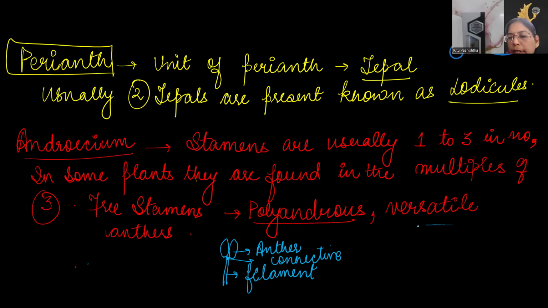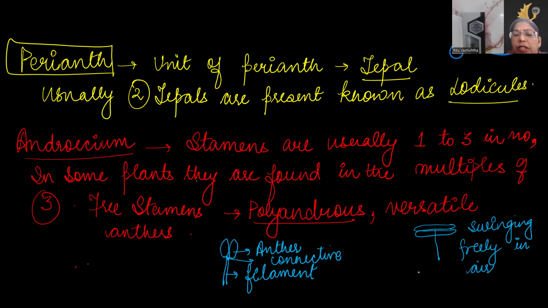So you will find they're going to be like this. And this is the filament. So these versatile anthers are swinging freely in air like this. So this condition is known as versatile anthers and free. Means only at the midpoint the filament is attached and they are hanging freely in the air.